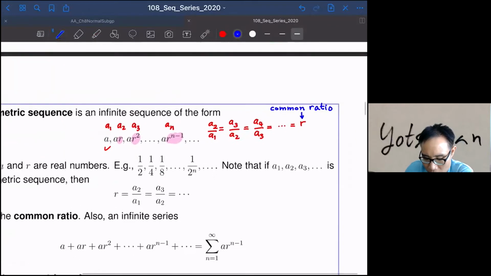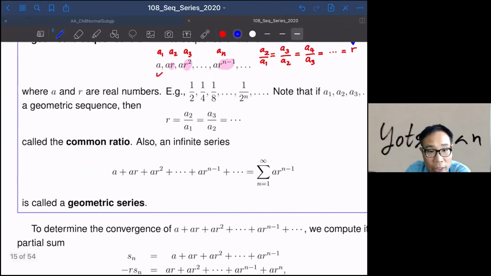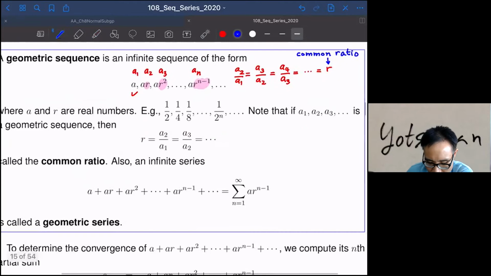So it's a sequence in the form where the quotient, or the ratio, of consecutive terms turns out to be a constant R. So it gives you the form A1 equal to A, A2 equal to AR, and AN equal to AR to the n minus 1. So that is what I conclude here, and it's going to be the common ratio.